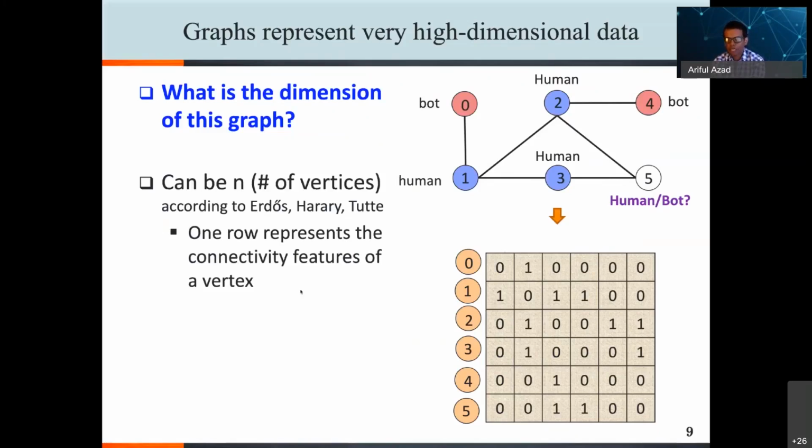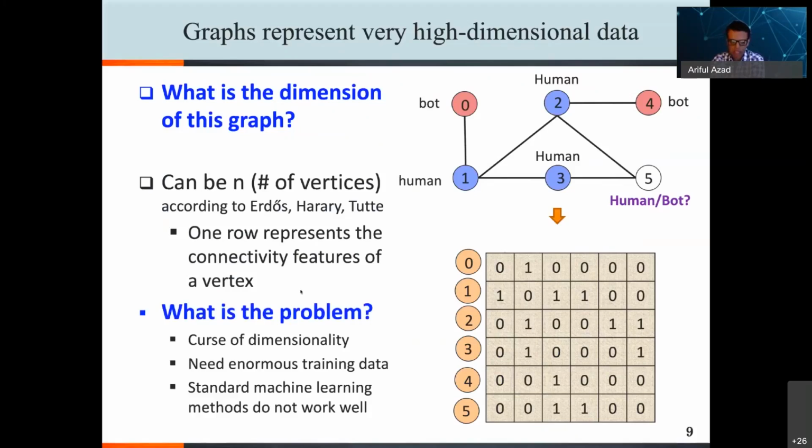And if we talk about a graph with 1 billion nodes, that means the dimensionality of the data is 1 billion. And because of this high dimensionality, we often cannot use traditional machine learning approaches such as logistic regression. It's very hard. And also, we need an enormous amount of training data to learn from this type of high dimensional space.